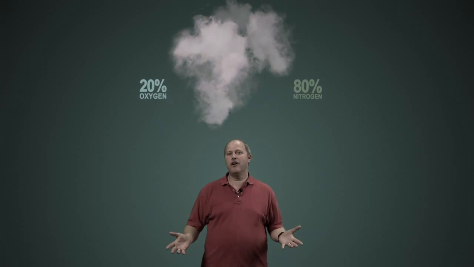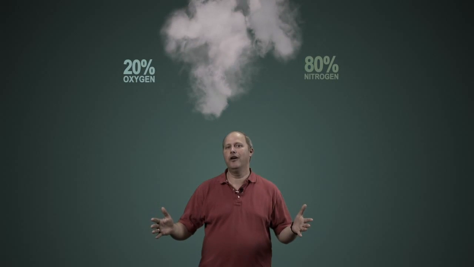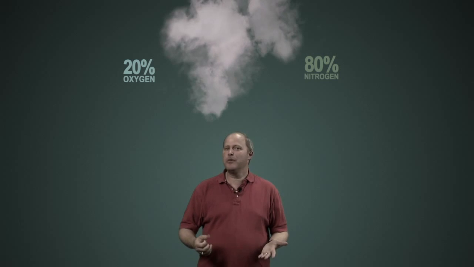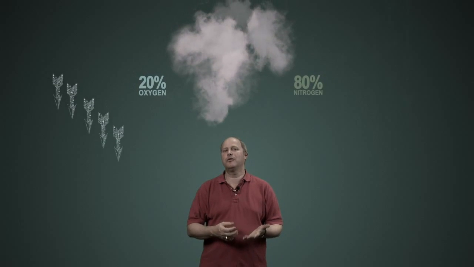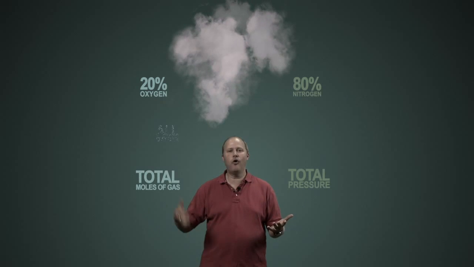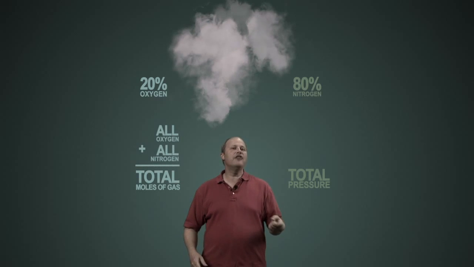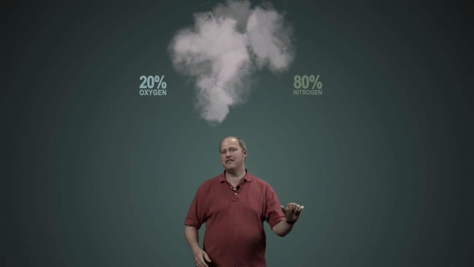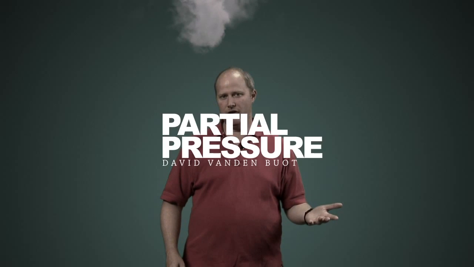And so if we think about the pressure from air, the pressure we feel coming down from the atmosphere on top of us, it's from collisions with both oxygen molecules and nitrogen molecules. And the total pressure has to do with the total number of moles of gas, all of the oxygen and all of the nitrogen added up together. But we can imagine breaking that apart into two pieces. What's the pressure that comes just from the oxygen, and what's the pressure that comes just from the nitrogen? And that's the idea of a partial pressure.